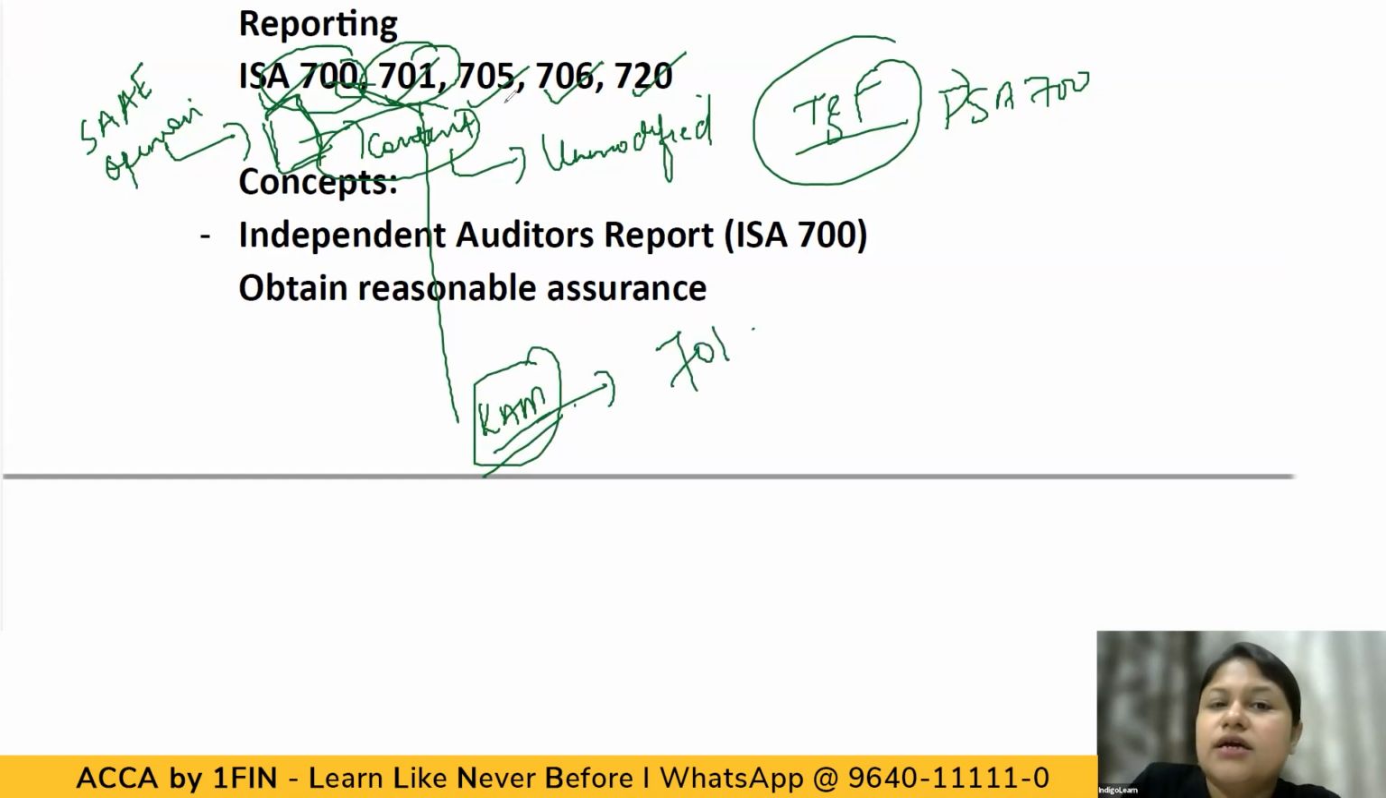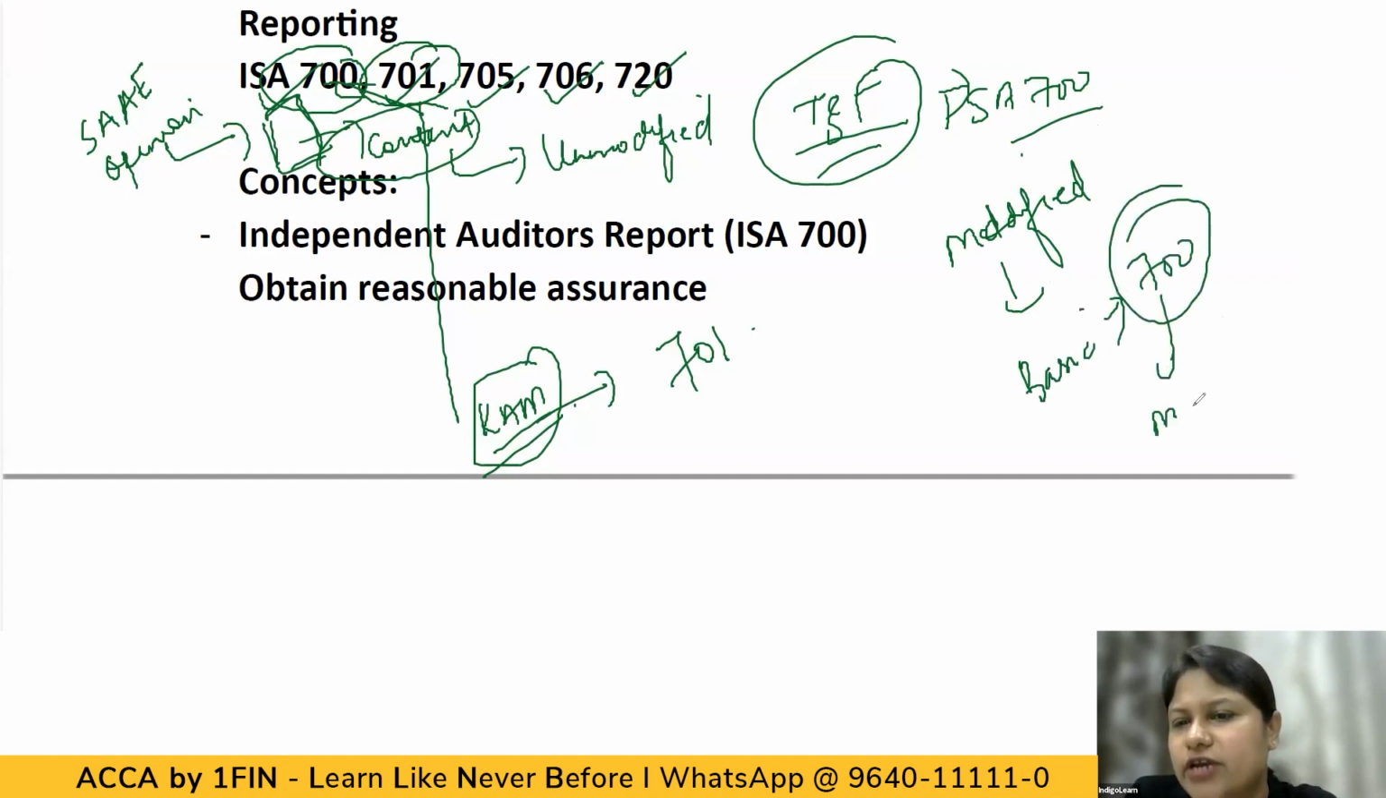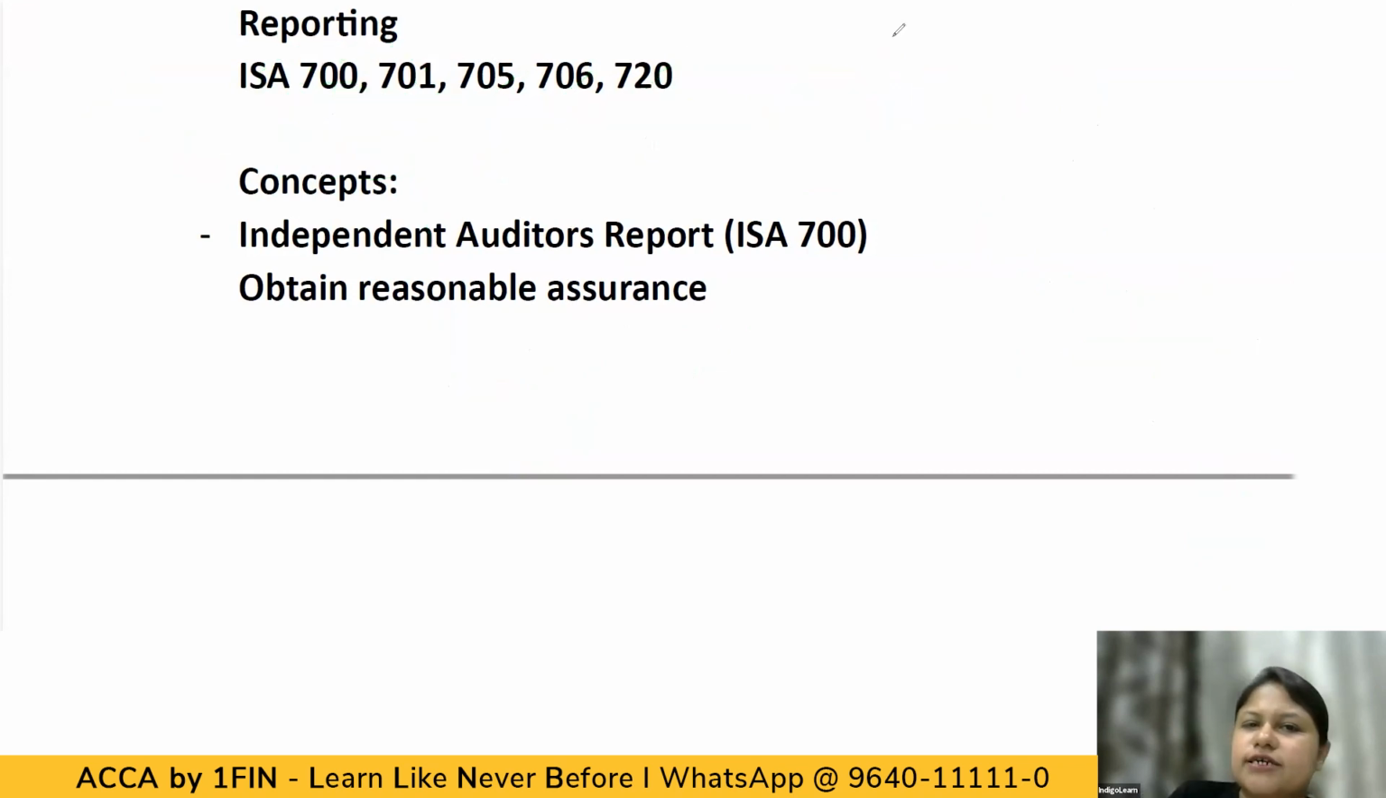Then you have 705, which talks about modification to an independent auditor's report. True and fair you prepare as per 700, but if you want to give a modified opinion, then you have to prepare the audit report where the basic content will remain the same as that of 700, but this 700 reporting will go under modification, and what modifications are there we study as per ISA 705. Which paragraphs will change, what content will change, you will understand as per 705. So the very name of this standard is modification to an independent auditor's report.